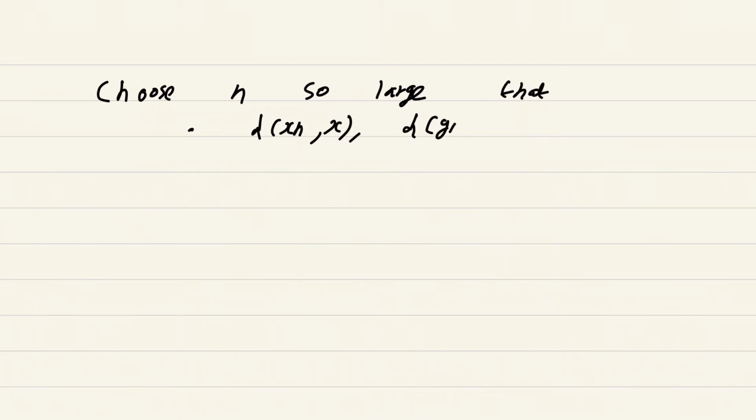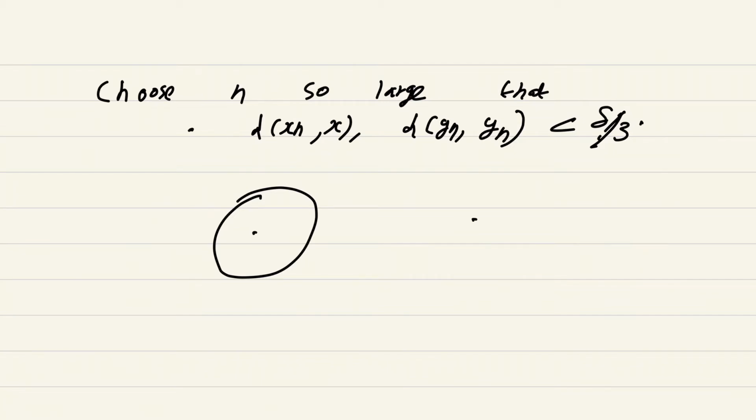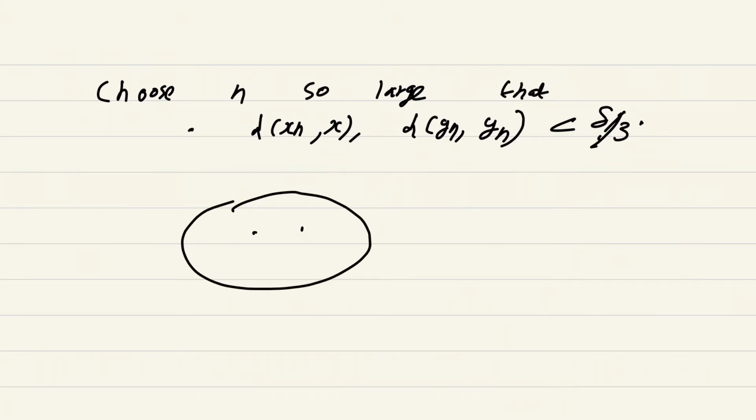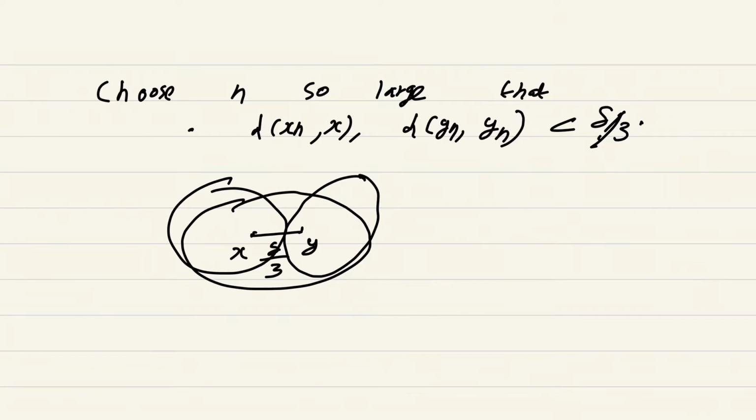Choose n so large that first of all d(xn, x) and d(yn, y) are both less than delta by 3. Remember d(x,y) was less than delta by 3. So if x is here, y is here, what I do is I choose x and y close to each other. The distance between x and y is at most delta by 3. These are very badly drawn figures, but it will give you an idea of what's going on. If this is x, this is y, I'm saying choose xn coming from here, yn coming from here. That's part 1.